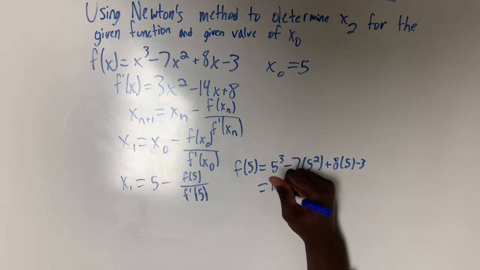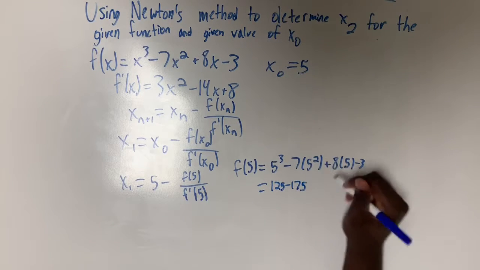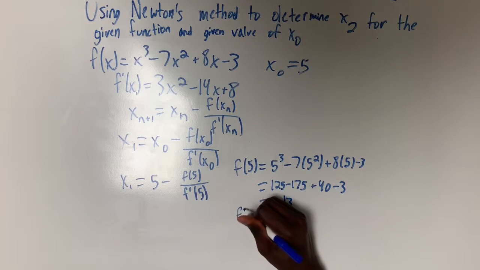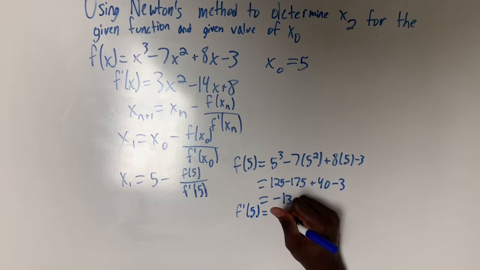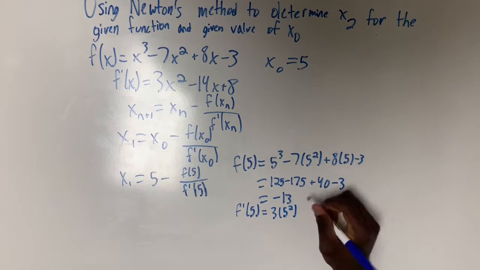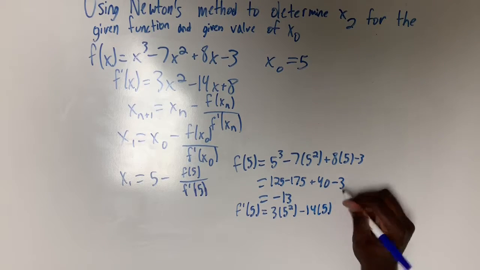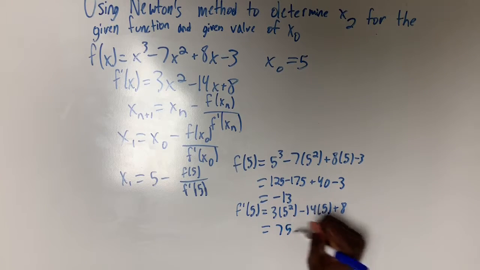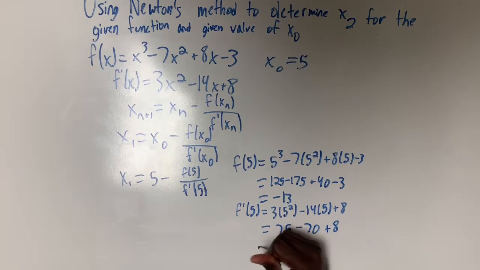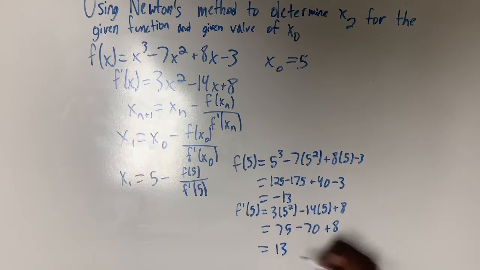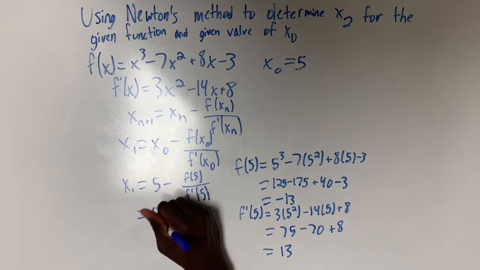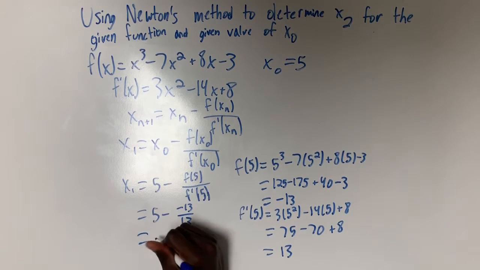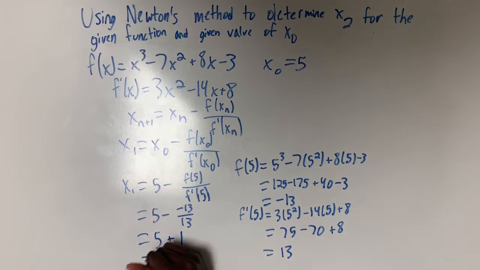After plugging in for f of 5, we should get 125 minus 175 plus 40 minus 3, equaling negative 13. Then, while finding f prime of 5, we should get 75 minus 70 plus 8, all equaling positive 13. Once we've found those two values, we can plug them back into the original Newton's method formula that we had from the beginning, making it easier to get our iteration. So then, we should have 5 minus negative 13 over positive 13, which gives us 1. Then adding that to 5, we should get the value 6, thus giving us our iteration.